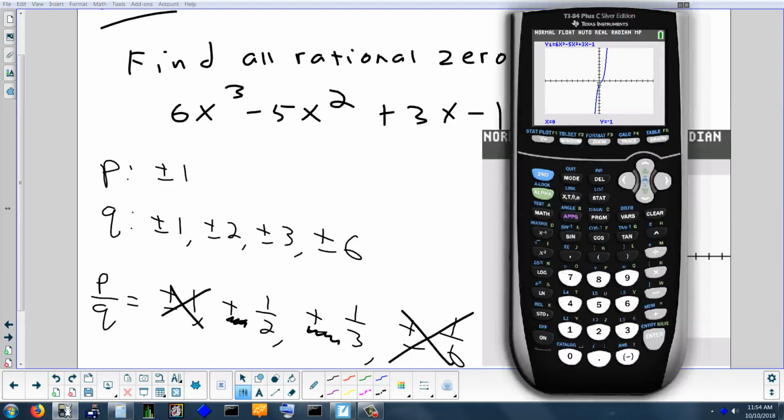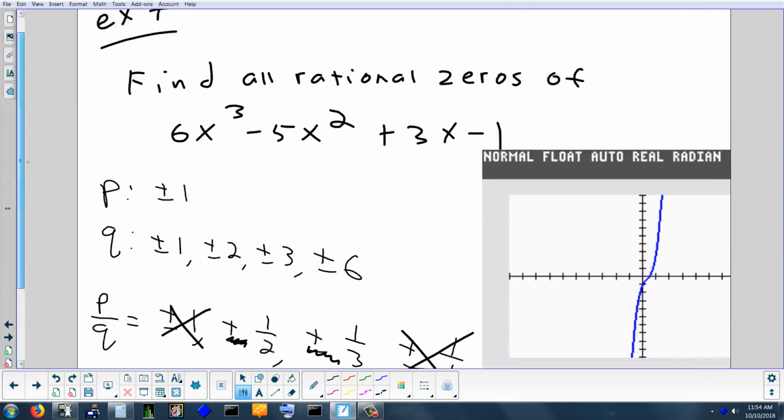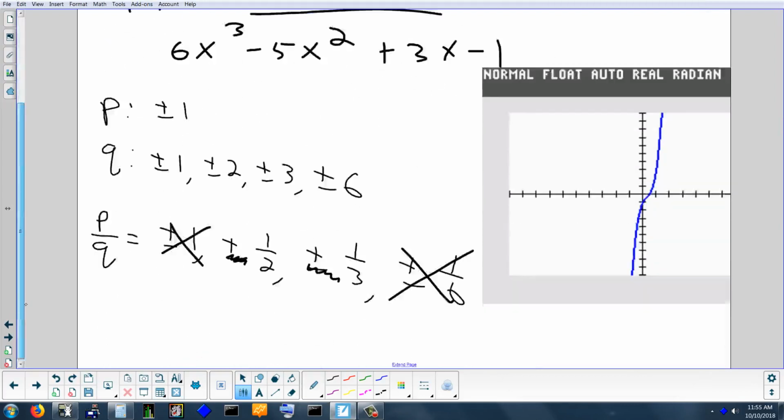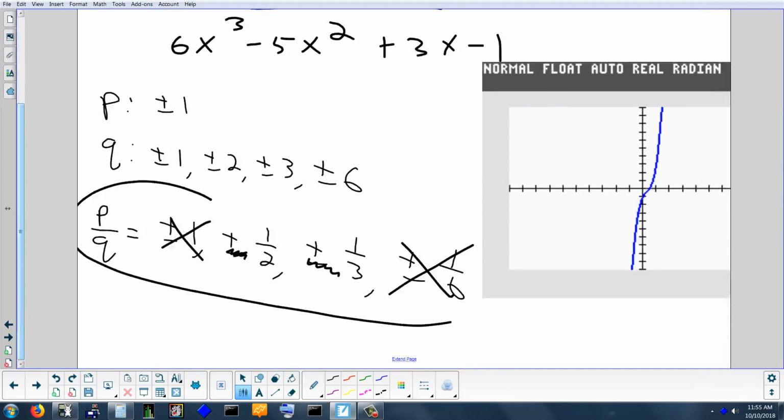Trace. Let's go 0.5. And it is 0.5. Now, you don't have to do synthetic division with 0.5 this time, because all it said to do was find the rational zeros. There might be other ones that are irrational, but they're not asking about them here. The rational ones have to be in this list, and the only one that worked is plus a half. You can check plus a third, but it's not going to work.